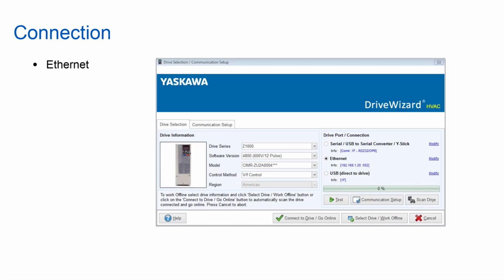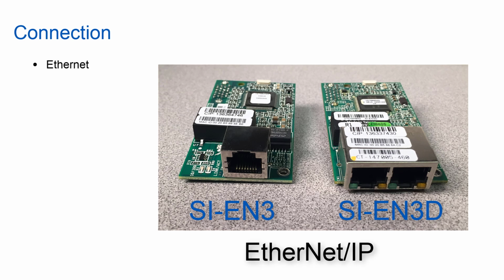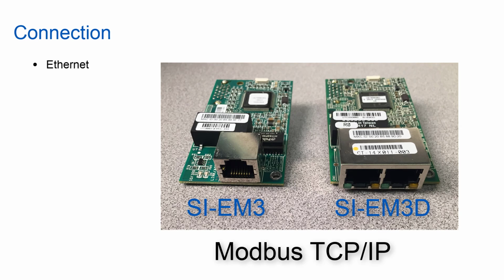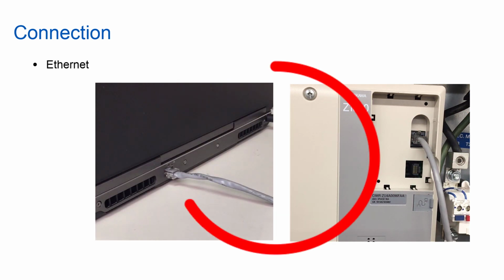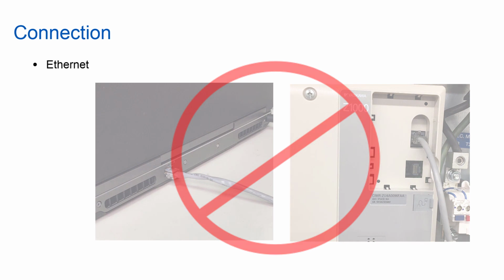DriveWizard HVAC's Ethernet connection protocol supports Ethernet IP and Modbus TCP IP. This method requires either the SIEN3 or EN3D Ethernet IP option card, or the SIEM3 or EM3D Modbus TCP IP option card to be installed for the 1000 series inverters. It is important to mention here that despite the temptation, never plug a network cable directly from the drive's keypad port directly to your computer's network port. You will damage your computer's network card and it will need to be replaced.